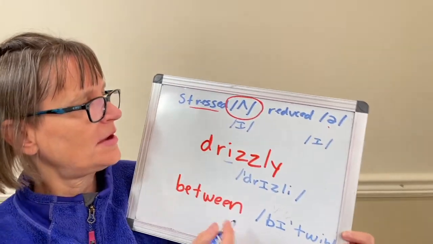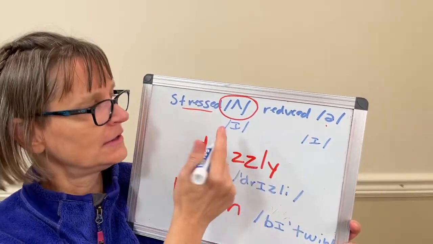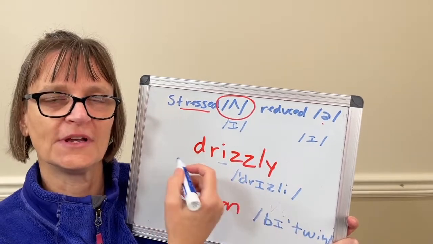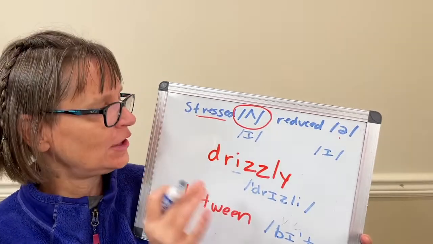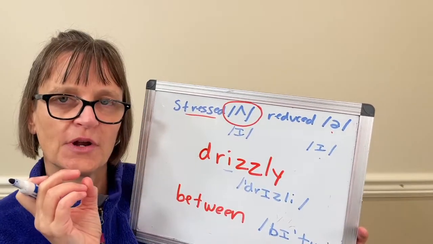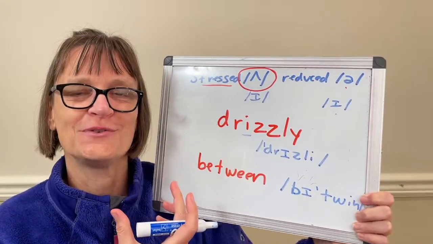So what we're talking about here is that this sound can also be clear, like in drizzly. It's the main vowel. It's held for a long time. It's in the stressed syllable. Or it can be short and reduced. And that's an example, just like our schwa, we have the reduced sound.